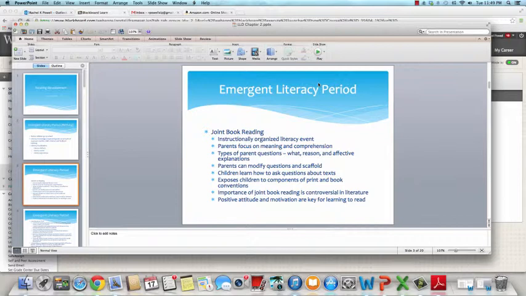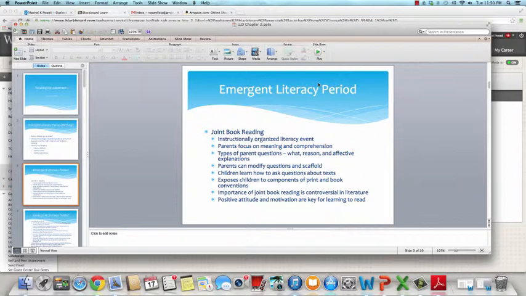So children are getting a lot of exposure to the components of print and book conventions. You learn these little squiggly lines, these straight lines, these circles. They must represent something, and the print is always the same on every page, no matter what. That repetition of books is critical too, because the children can begin to recognize the pattern.